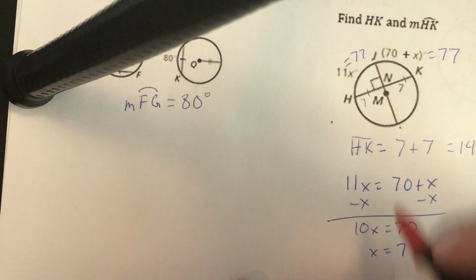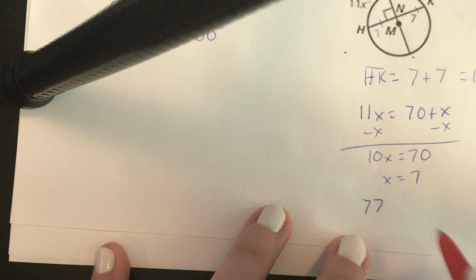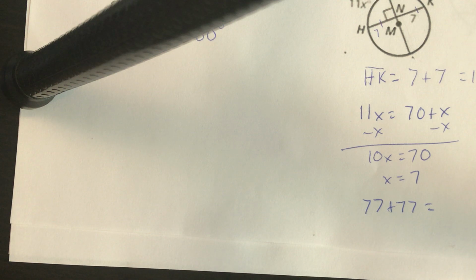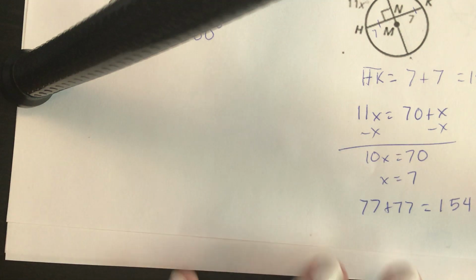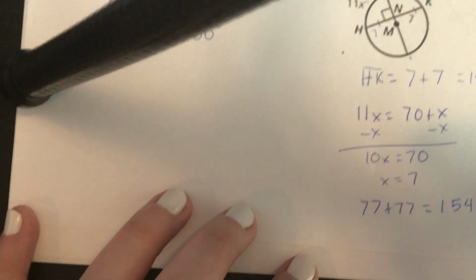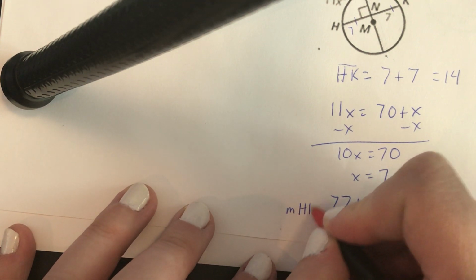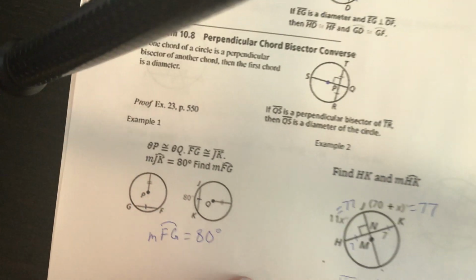To find the whole length, we do 77, which you can't see this, plus 77 is equal to, and then I could probably do this in my head, but I don't want to tell you all wrong. Okay, so 154 is my measurement. We use degrees when we're talking about arc measurements. So we can kind of write that. The measurement of HK, arc HK, is equal to 154 degrees. All right, so let's go on to the next page.